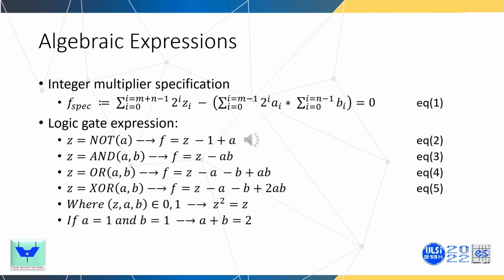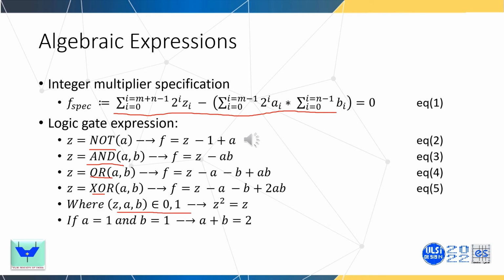In this slide, I would like to brief about algebraic expressions. Equation 1 shows the general algebraic expression of the specification of an integer multiplier circuit. We can represent each gate in terms of algebraic expression as shown by equations 2, 3, 4 and 5, where z, a and b are the Boolean variables and can have only binary values.